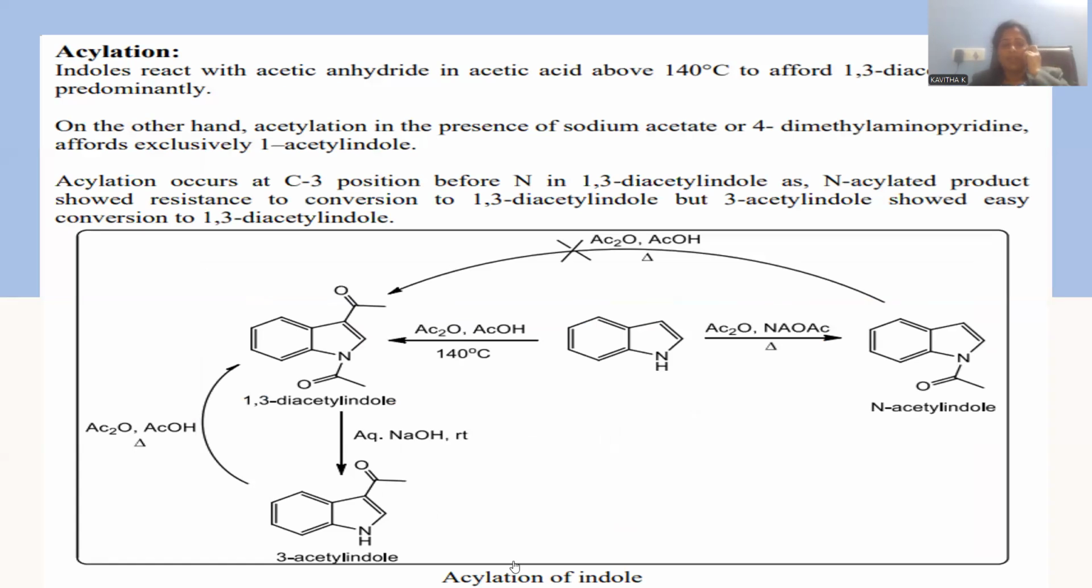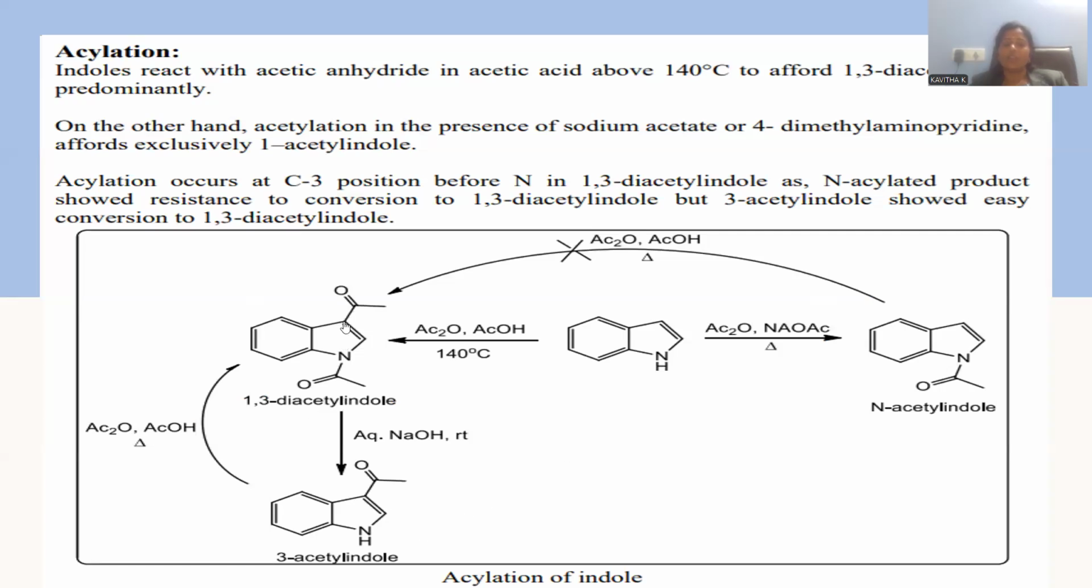Acylation is performed over the indole molecule in the presence of an acetic anhydride and sodium acetate mixture, giving rise to an acylated product, right? So acetic anhydride and acetic acid are used over the indole, giving rise to N-acylation and C-acylation as well. This is the way the acylation reaction is accomplished.